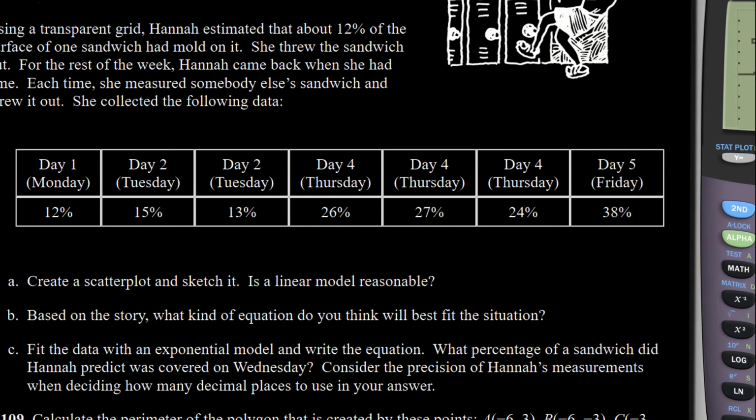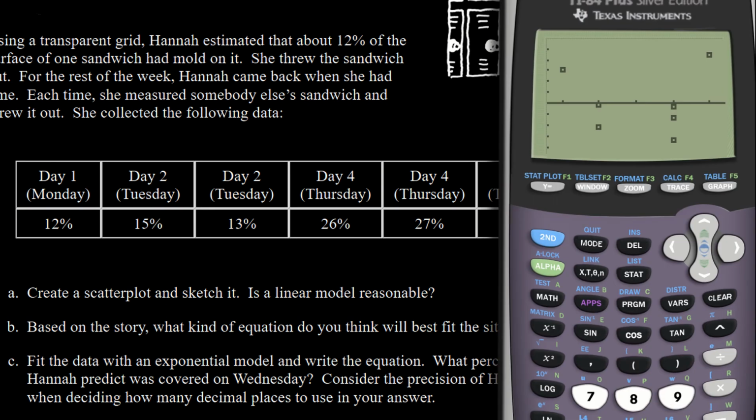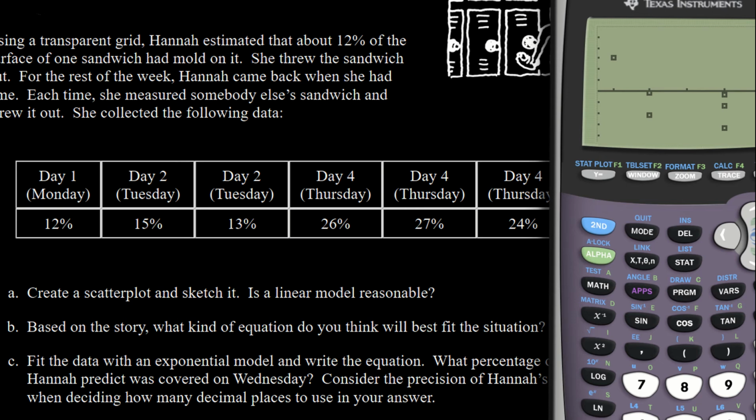What percentage of the sandwich did Hannah predict was covered on Wednesday? Consider the precision of Hannah's measurements when deciding how many decimal places to use in your answer. So I don't think this is what they intend right now, but I want to show you how to get a nonlinear model for your calculator.